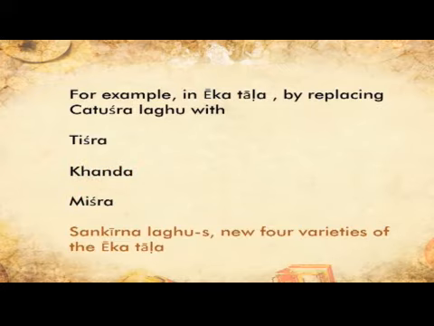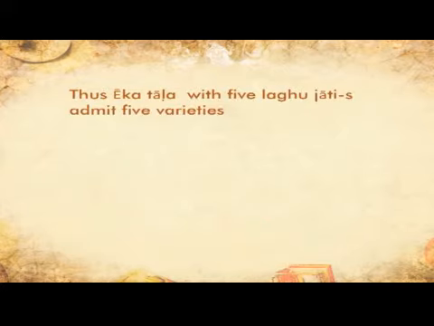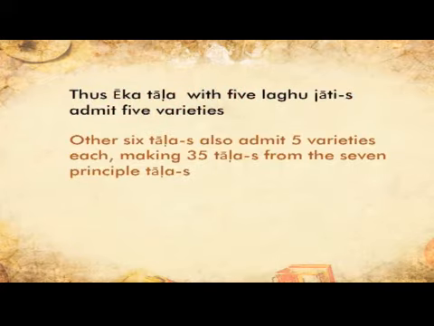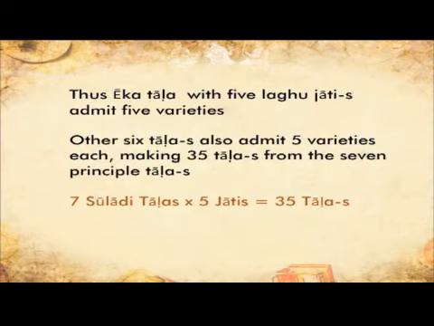For example, when we take the Ekatala, if the Chaturashra Lagu is respectively substituted by the Tishra, Khanda, Mishra and Sankirna Lagus, we get 4 new varieties of the Ekatala. Thus, the Ekatala on account of the 5 Lagu Jatis admits of 5 varieties. In the same way, the other 6 talas also admit of 5 varieties each, and we thus get in all the 35 talas from the 7 principal talas. 7 Suladi talas into 5 jatis will give you 35 talas.